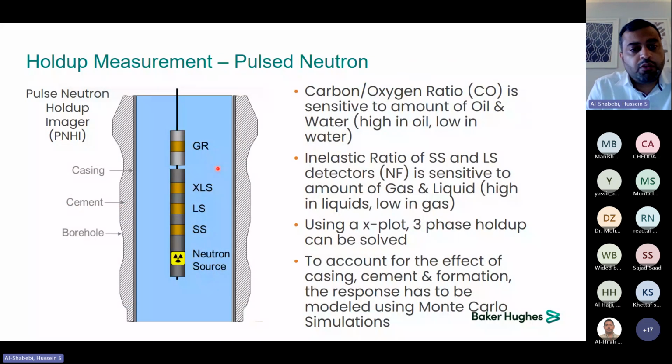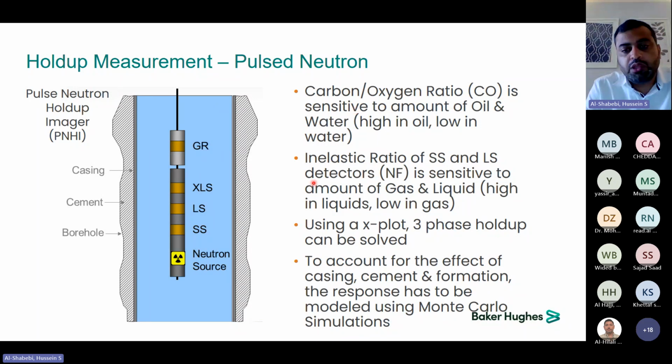And the final one that we have is for the holdup. If you have difficulties with the array sensors holdups to get the holdup inside the wellbore, we can utilize the pulse neutron tool to get the holdup from the pulse neutron holdup imager, PNHI. We are running it similar to the CO mode, carbon oxygen ratio. Basically, if this ratio is reading very high, it means we almost have oil in the wellbore. If it is reading low, it means we have water.